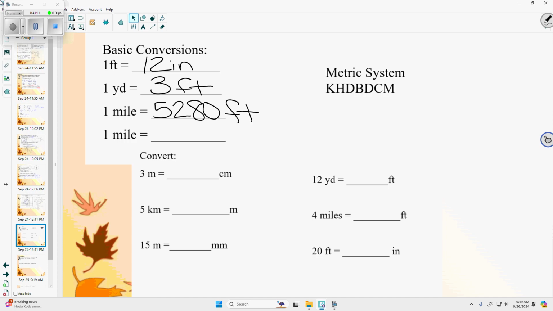There is another conversion. This one might not be as well known as the 5280. If I wanted it in yards, it is 1760.